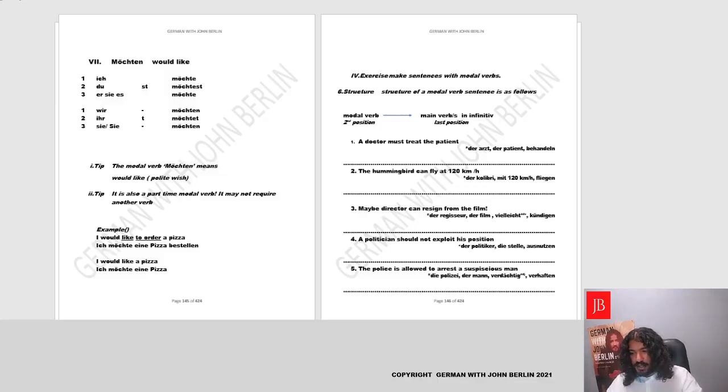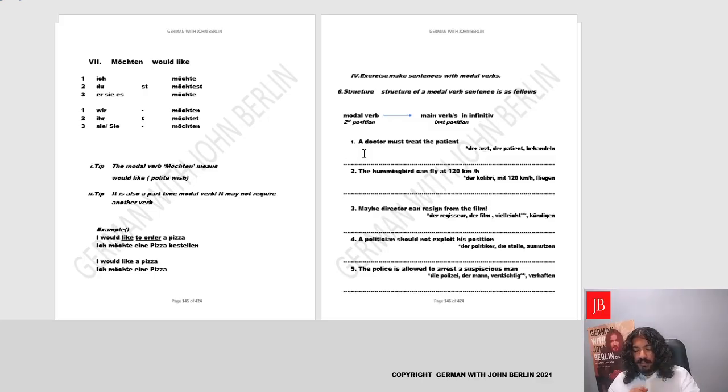The structure is, as we have already learned, the modal verb comes in the second position, like we conjugated. Ich kann, du kannst, that's the second position. And then comes the main verb at the end of the sentence in infinitive form. There could be one verb in the end, there could be two verbs. As many verbs as there are, they'll all be in infinitive. So let's get started with the first sentence.